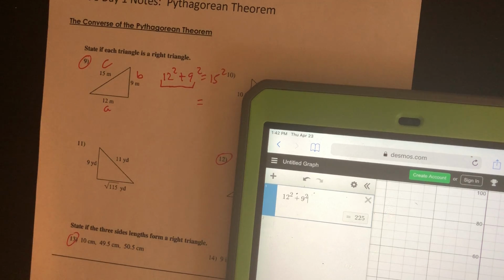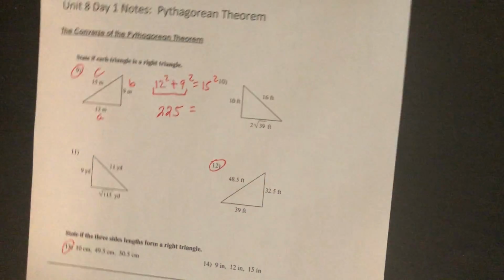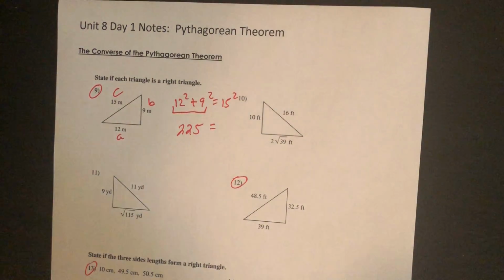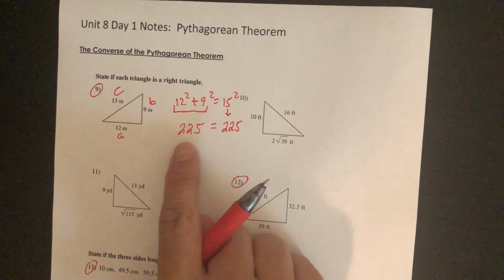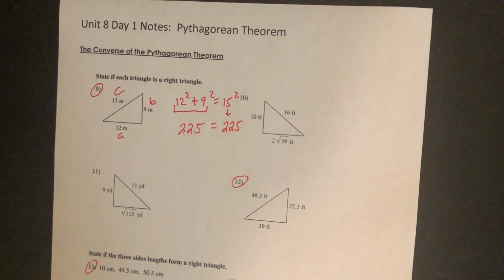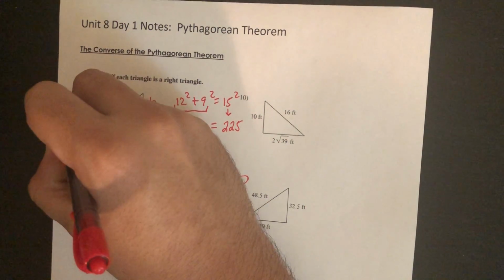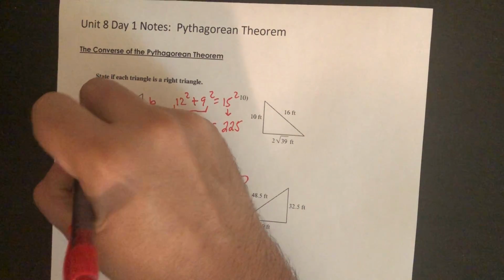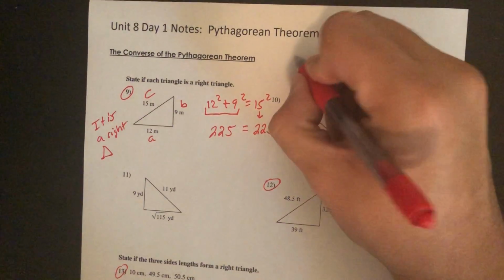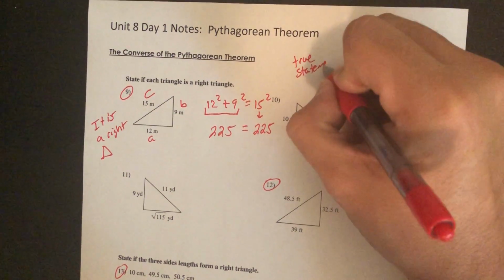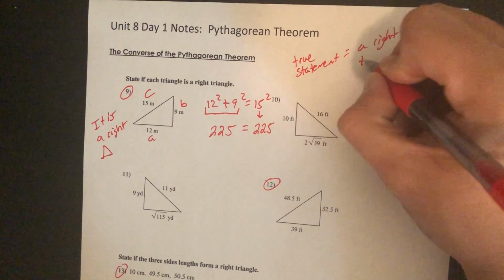And I get 225. Now, let's take care of 15 squared, which is also 225. If I get a true statement, where one number equals the other number, it's the same number, and it's a true equation, then it is a right triangle. Okay? So, true statement equals a right triangle.